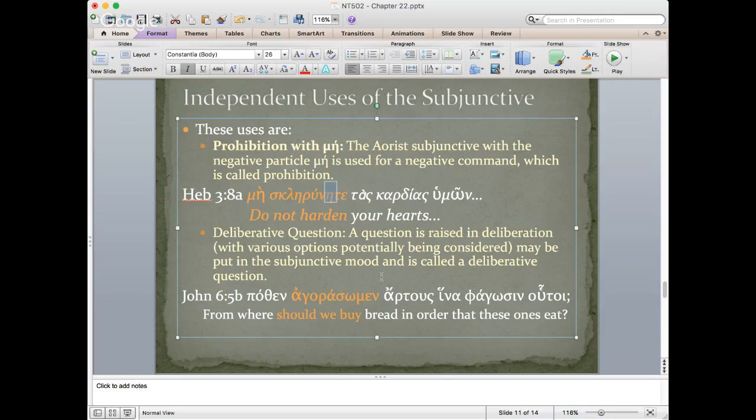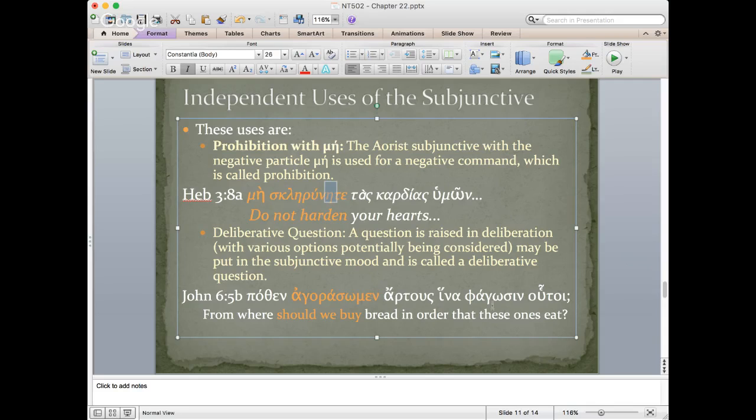Another use is going to be the deliberative question. So if a question is being asked, and maybe there are various options available in the question, so you're deliberating between two possibilities, me is going to be put in. That deliberation may show up in the subjunctive mood. It's going to be called a deliberative question.